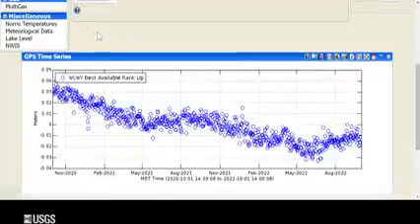In terms of ground deformation, we're seeing the seasonal trend that we expected to see that has just taken place in the month of September.